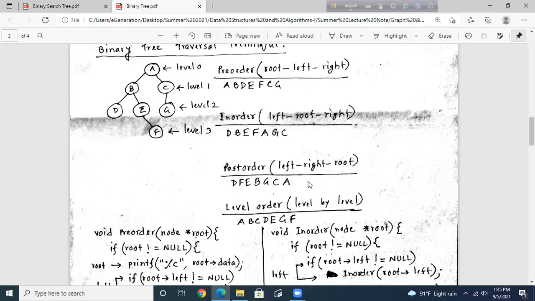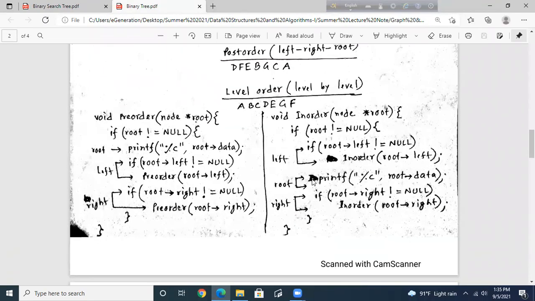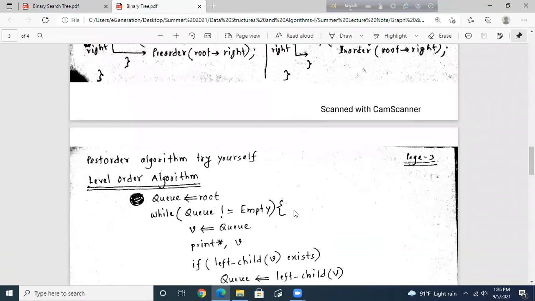Any problem, dear student, in the pre-order? Dear student, any problem? Kilo, আমরা কি বুঝতেছি না? No, sir. No problem.